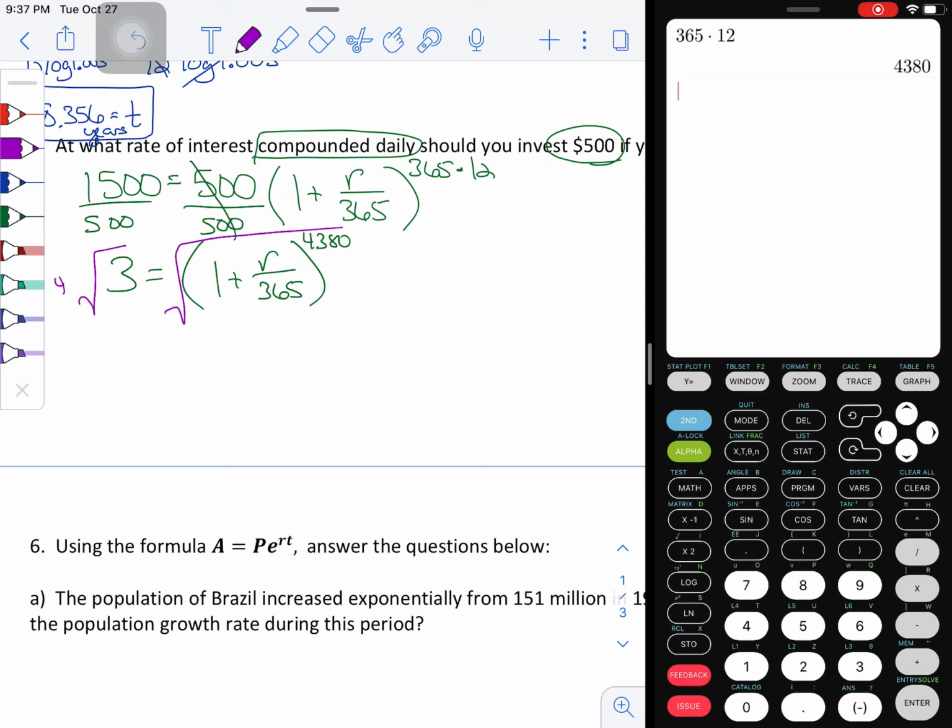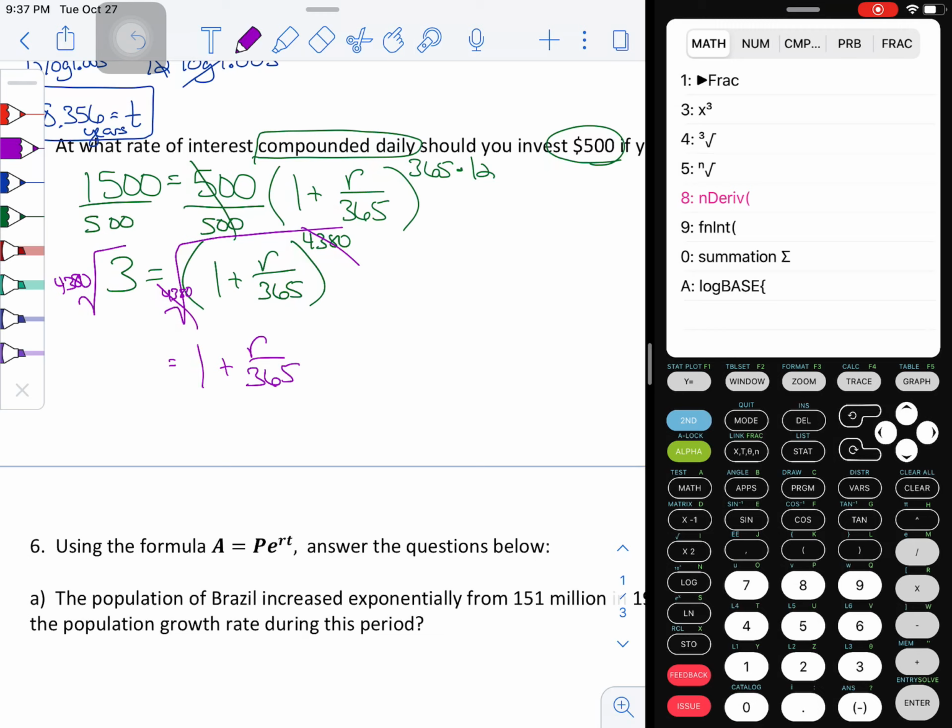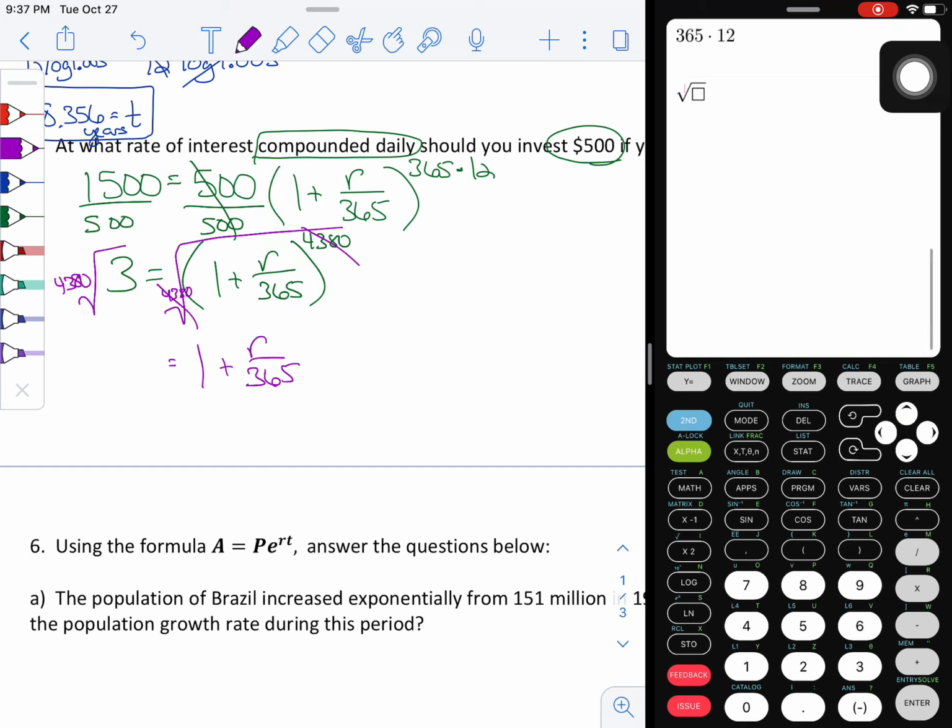This is why calculators are handy here. So that root and that power will cancel, and this is going to give me 1 plus r over 365. There is no way my brain's going to tell me that root. So I'm going to hit math and scroll down to the nth root here, or you can just hit 5. So 4380, and then inside the root itself, I need 3. All right, so this is what we've got: 1.000 and some other stuff.